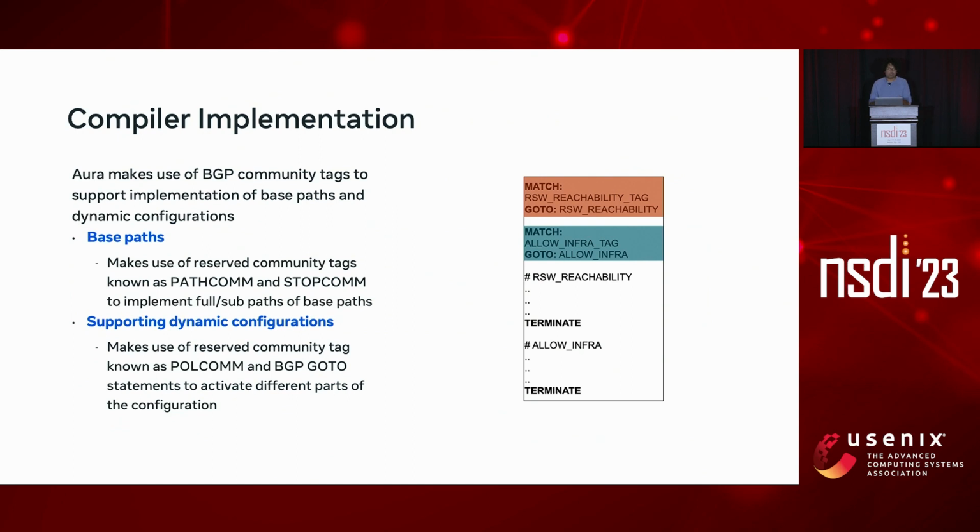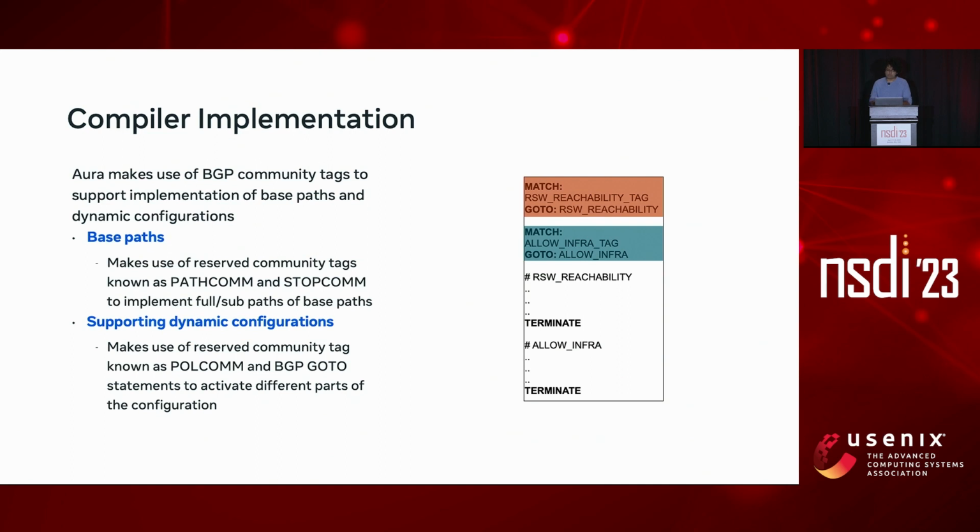So now that we've seen how Aura deals with the three challenges, let me quickly go through the compiler implementation. Aura makes use of BGP community tags to support the implementation of base paths and also the dynamic configurations. For base paths, it makes use of reserved community tags called pathcom and stopcom, and a combination of them is used to implement the full base path or the subpath of the base path. The way it does it is that it matches on a combination of these pathcom and stopcom, and then takes appropriate decisions on the propagation of the particular intent.